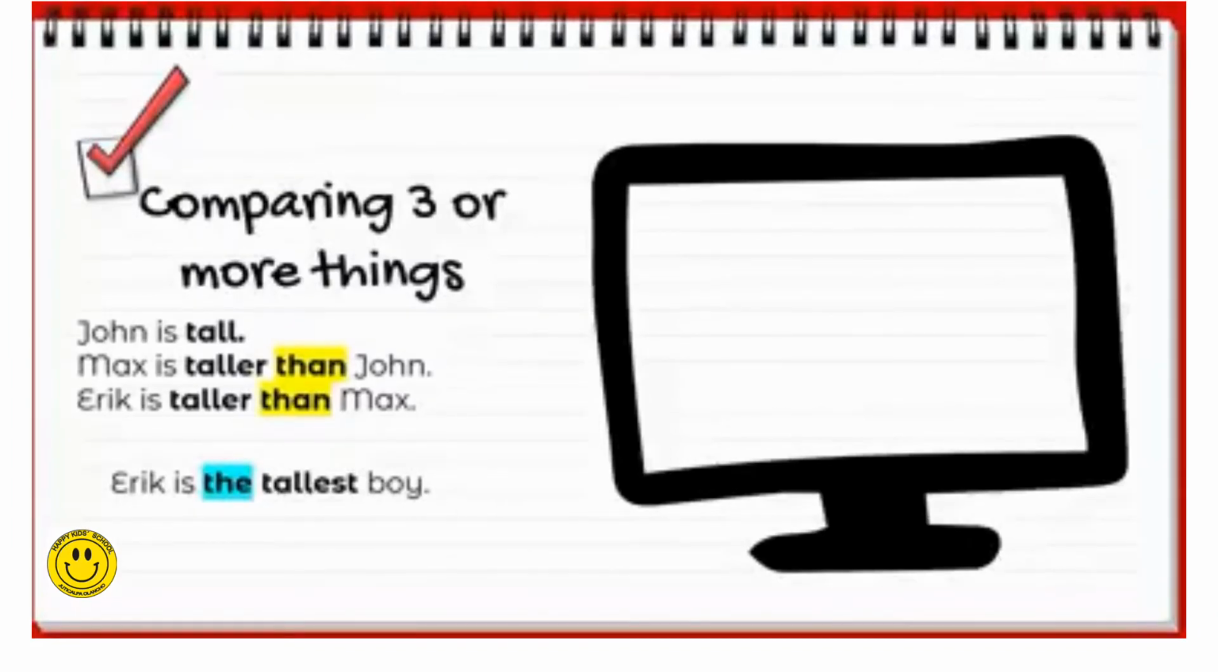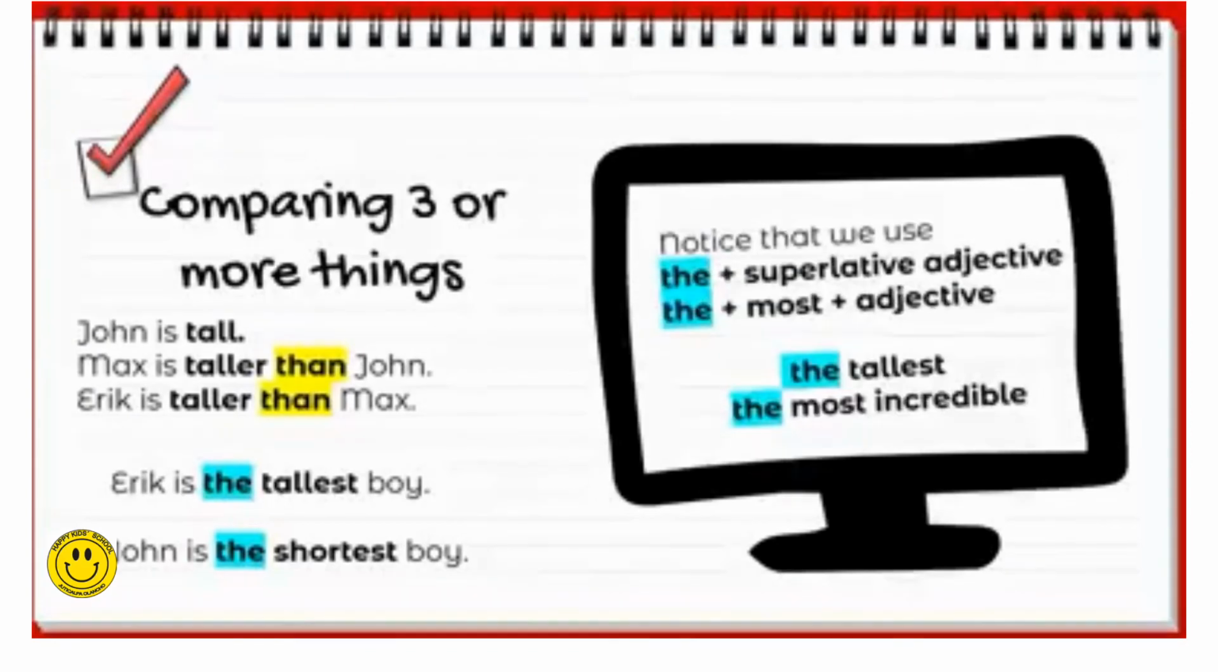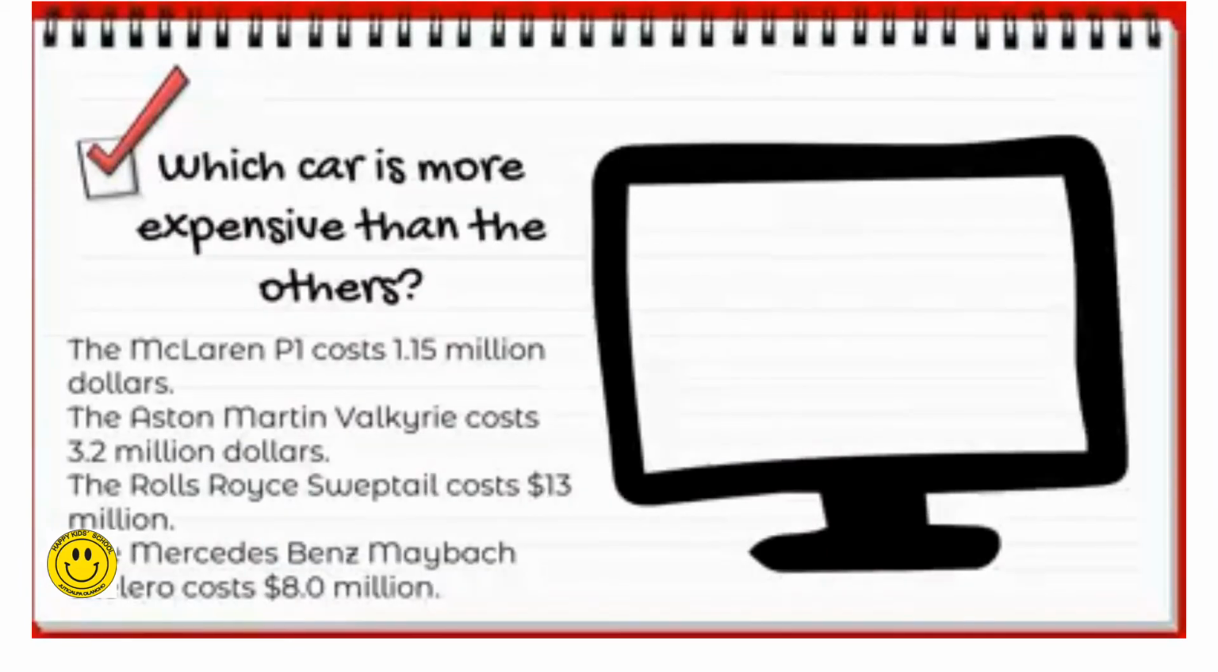What if I wanted to ask you who is shorter than the other 2? You're right, John. So how would I make a complete sentence? John is the shortest boy. Notice that we always use the before the superlative adjective or the before most and then the adjective. The tallest, the shortest, the most incredible, etc.